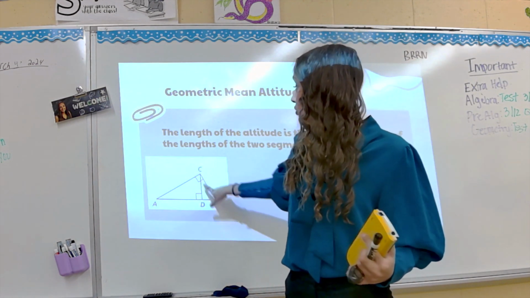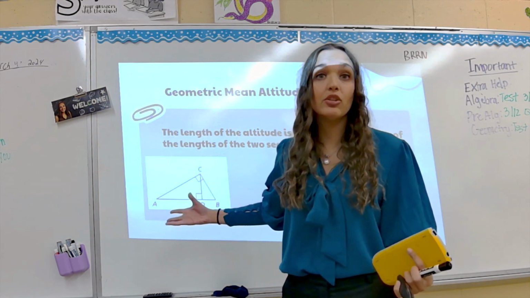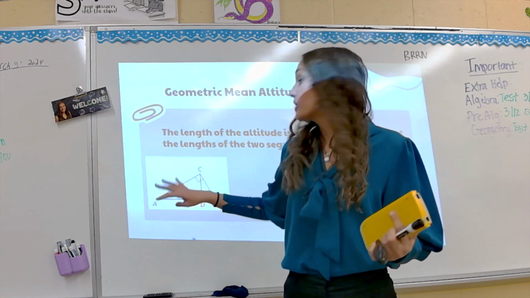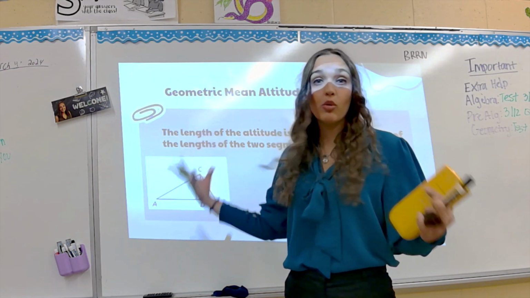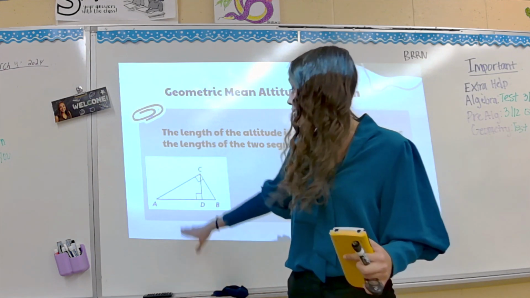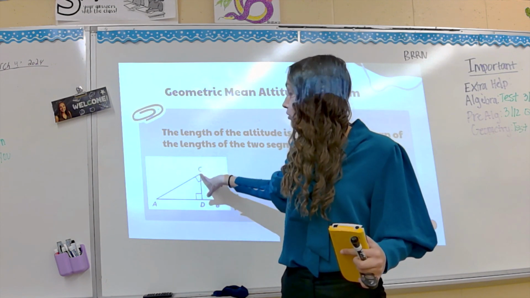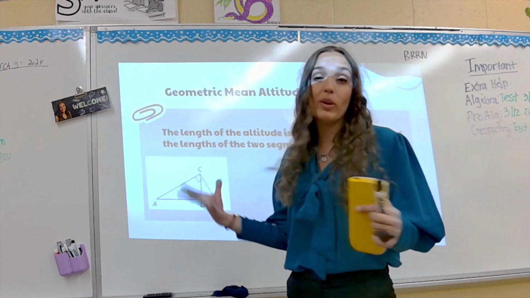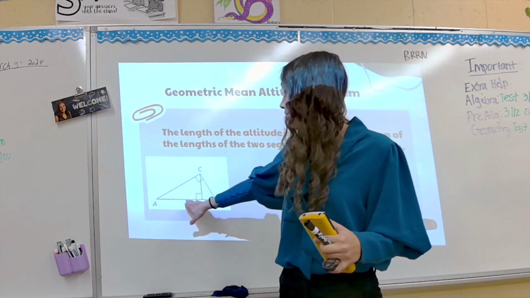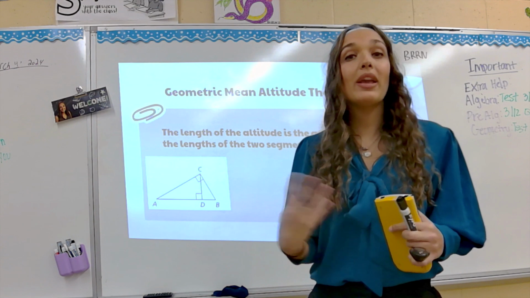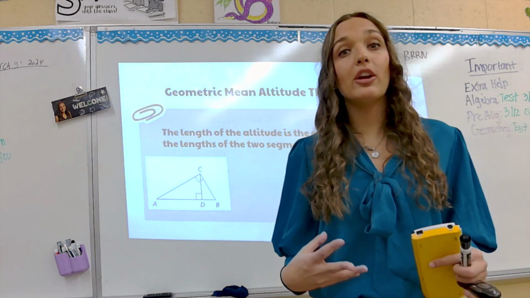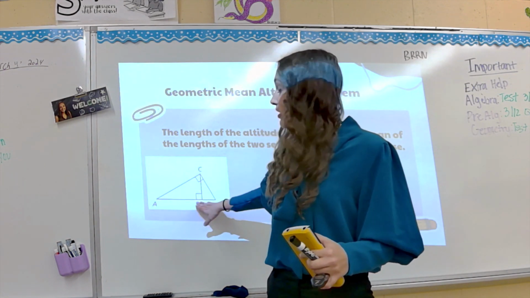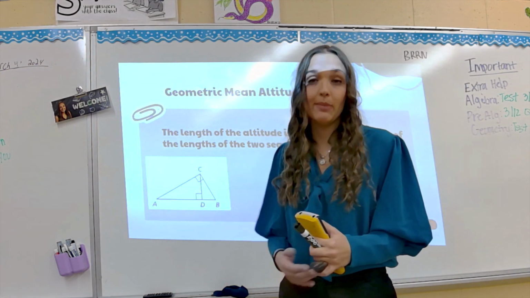Our geometric mean, so our altitude squared, is going to be the first part of our hypotenuse that we cut times our second. So we're going to multiply our two parts of our hypotenuse and set it equal to our altitude squared. Then we would have to square root and continue, or whatever portion we're looking for. If we're looking for this, we would do a different portion. But we have to remember the equation that's going to be our altitude squared is equal to our first part of our hypotenuse times the second part of our hypotenuse.